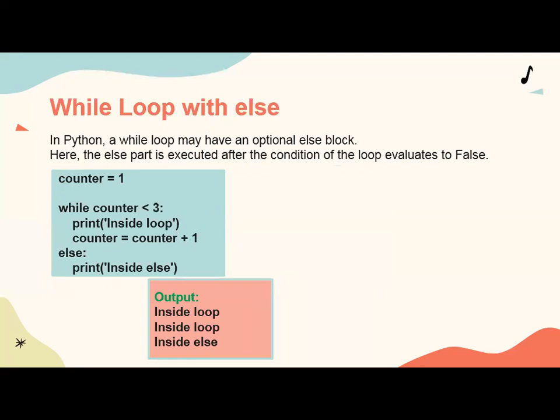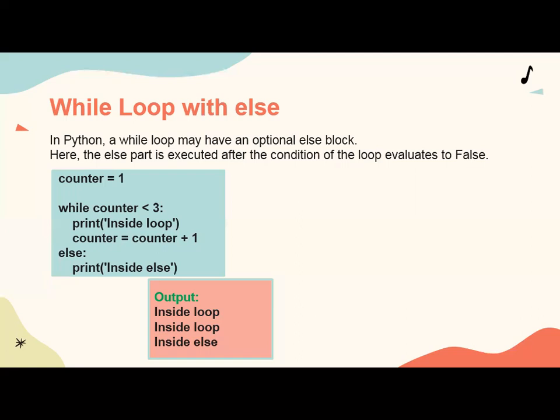Next we can see one example program. The counter value is initialized as 0. After that, check the condition using while counter less than 3. If it is true, print the statement inside the loop. Then the counter value is incremented by 1. Like that, the loop continues until the counter value is 3.